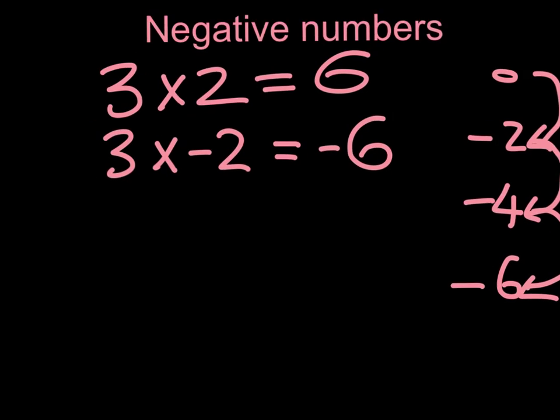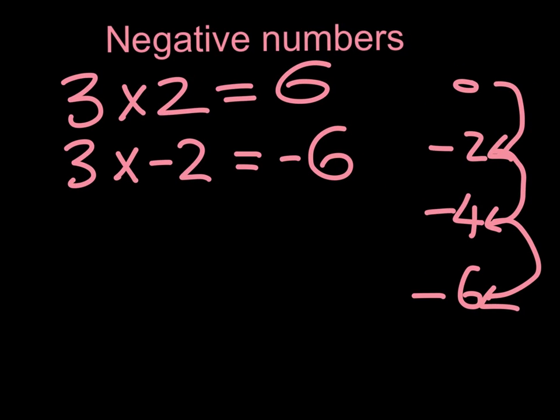Have a look at it. 1 lot of minus 2 is minus 2, 2 lots is minus 4, 3 lots is minus 6. Okay, going to have a look this time at minus 3 lots of 2.